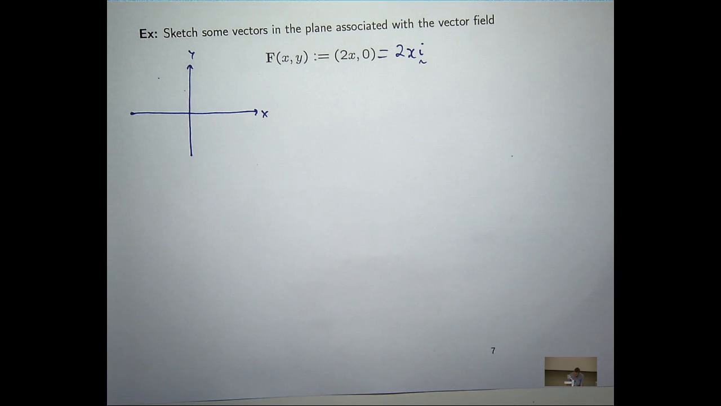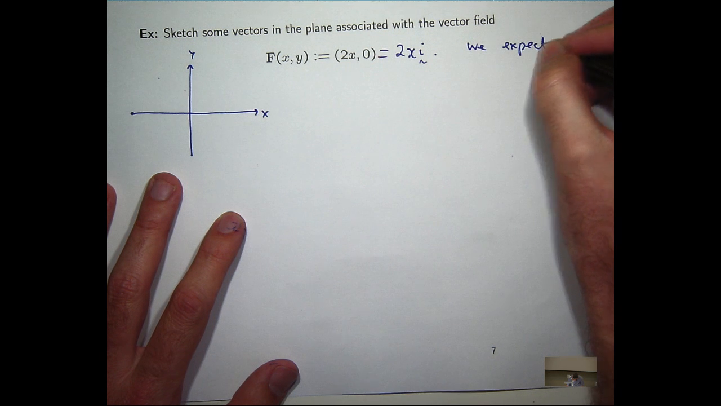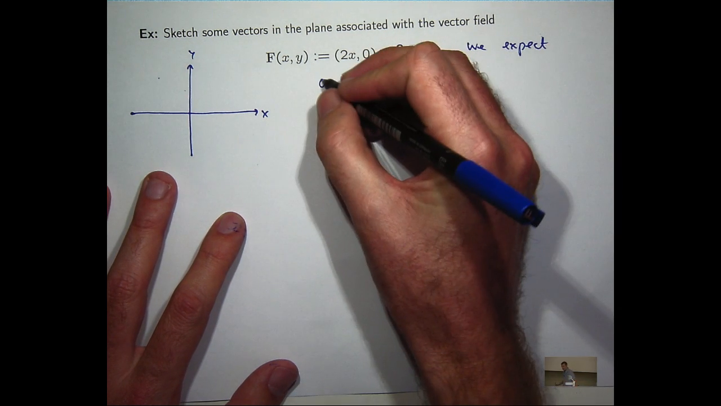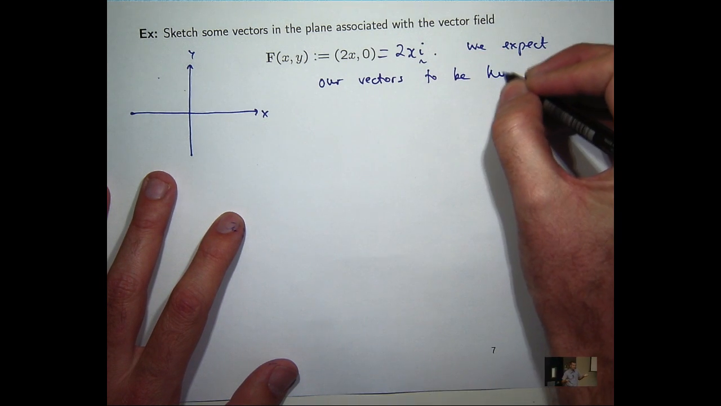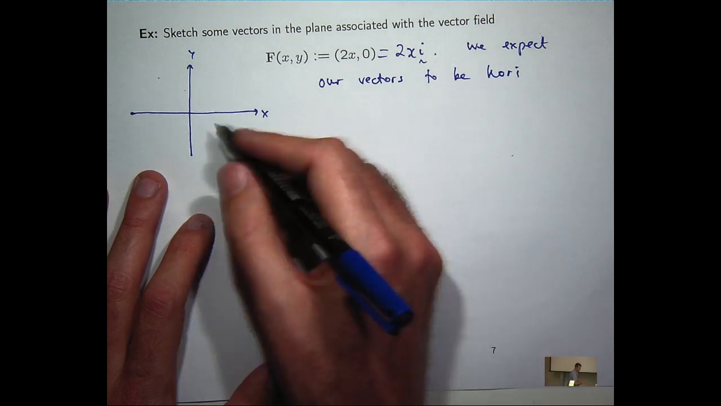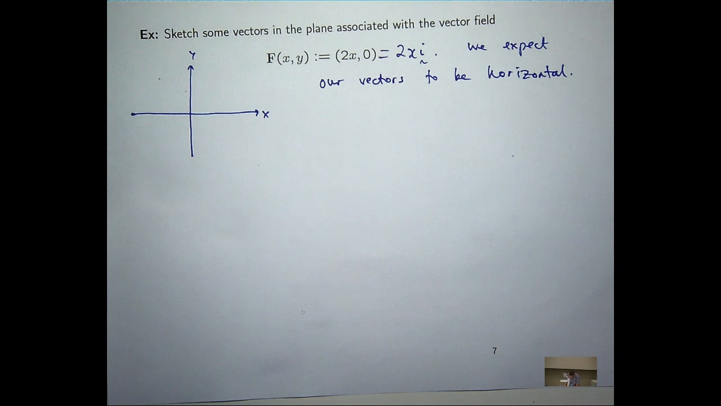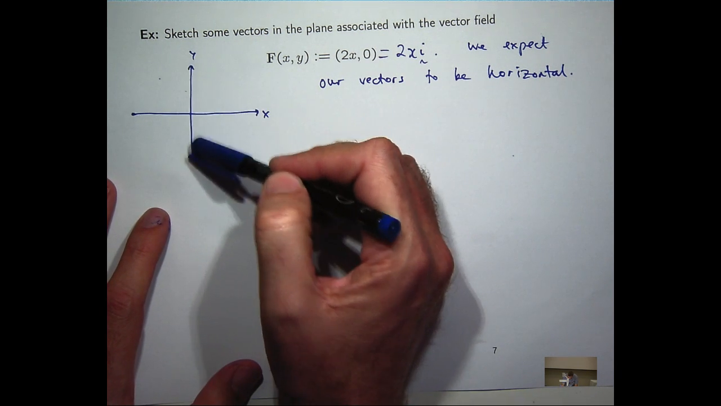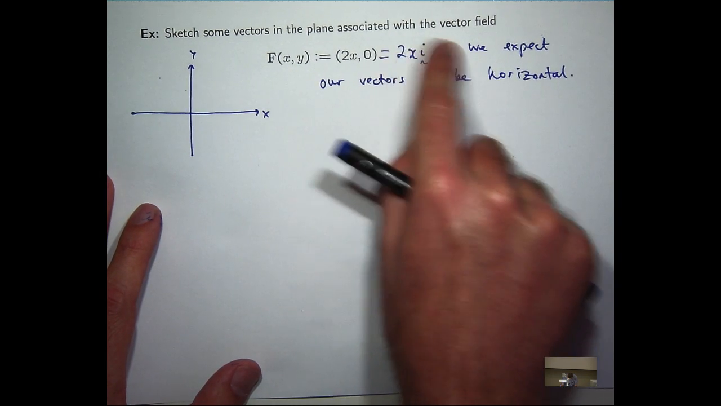Okay, there's no j component, so we would expect all the vectors associated with this vector field to be horizontal, or parallel to the x-axis. Okay, well, let's start, say, on the y-axis when x equals 0. Well, when x equals 0, what am I going to get here? I'm going to get the 0 vector.